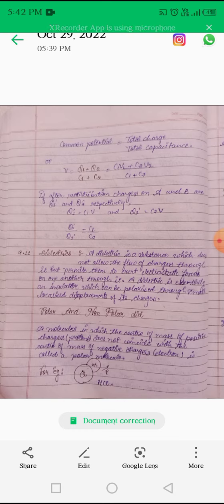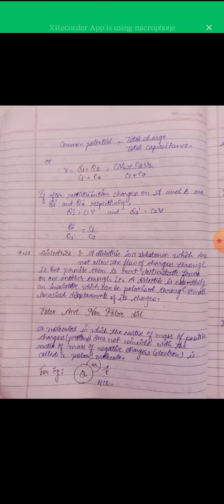Topic 2.11, Dielectrics. A dielectric is a substance which does not allow the flow of charges through it but permits them to exert electrostatic force on one another through it. A dielectric is essentially an insulator which can polarize through small localized displacement of its charges. Polar and non-polar dielectrics.